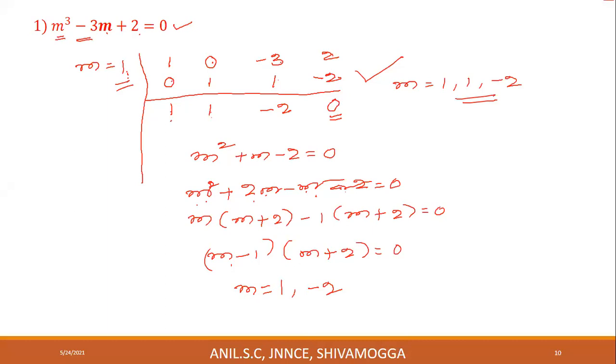How to consider the value of m. You start with plus 1. This is a trial and error method. That's why we call it the inspection method. First you put m is equal to 1. If you get 0 is equal to 0, then m is equal to 1 is a root. Otherwise, check m is equal to minus 1. If you get 0 is equal to 0, it's a root. Otherwise, m is equal to 2, m is equal to minus 2, m is equal to plus 3, m is equal to minus 3.